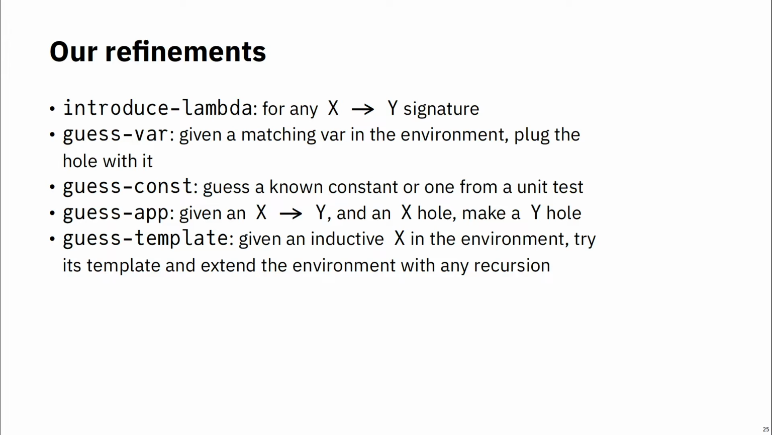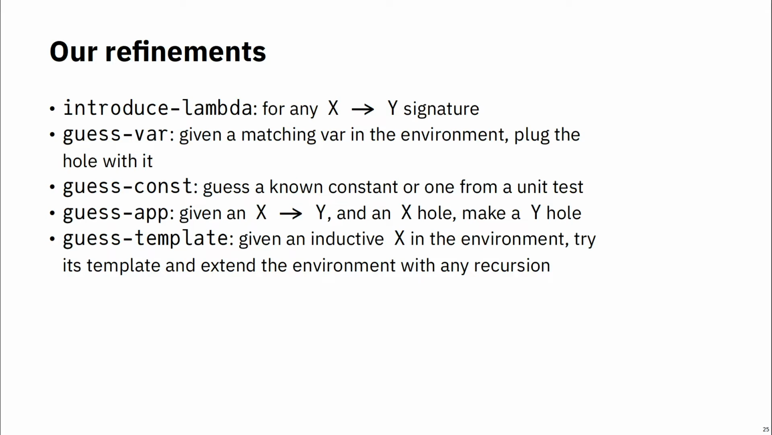Guess const guesses a known constant or one from a unit test. For example, if we want to be able to synthesize factorial, we always need to be able to guess 0 or 1 or whatever for a number, etc. Or we read through all the unit tests and we say, oh, this number shows up in the unit test. Let's try that. That might be useful in the most naive way possible.